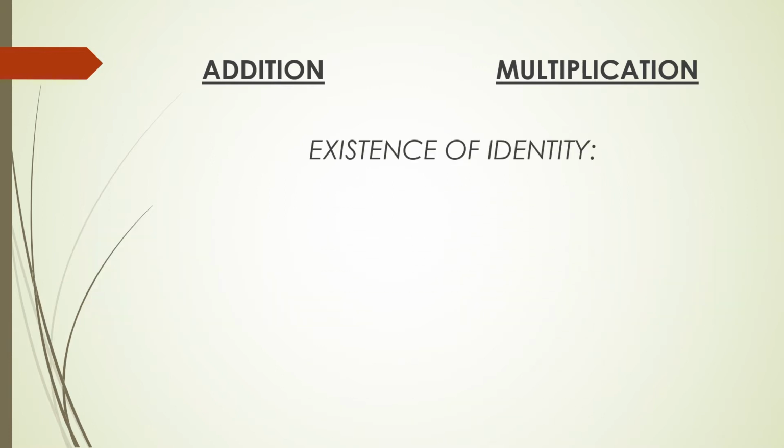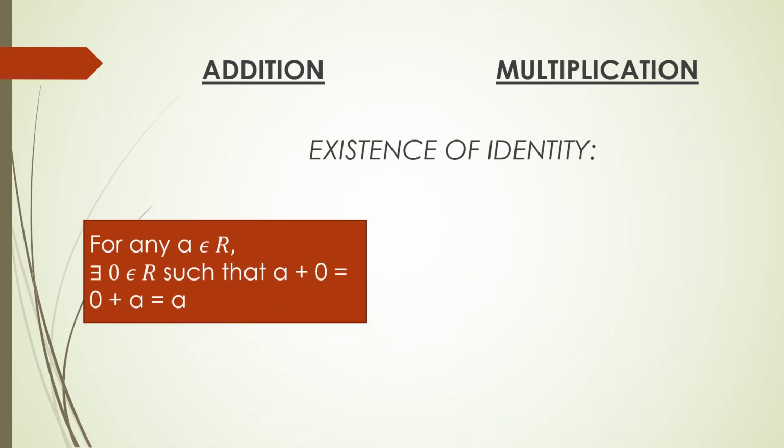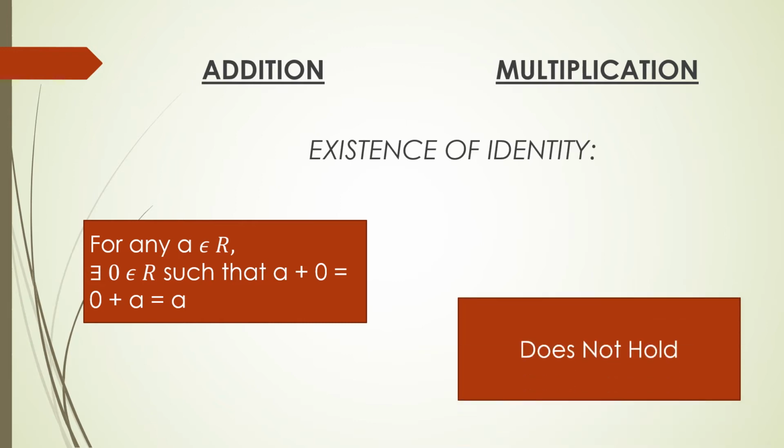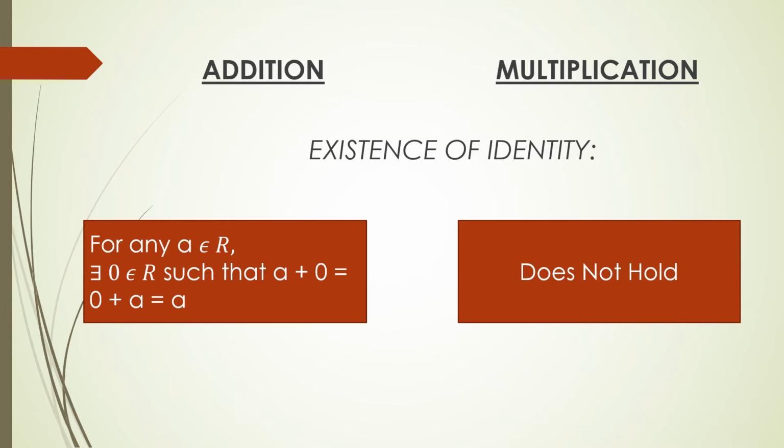For existence of identity, under addition, for any a element of R, there exists 0, an element of R, such that a plus 0 equals 0 plus a equals a. Under multiplication, it does not hold or isn't required.